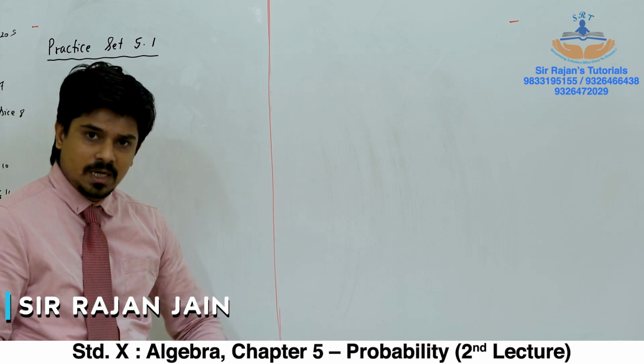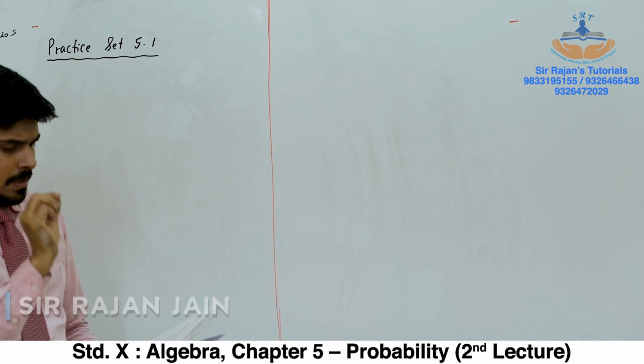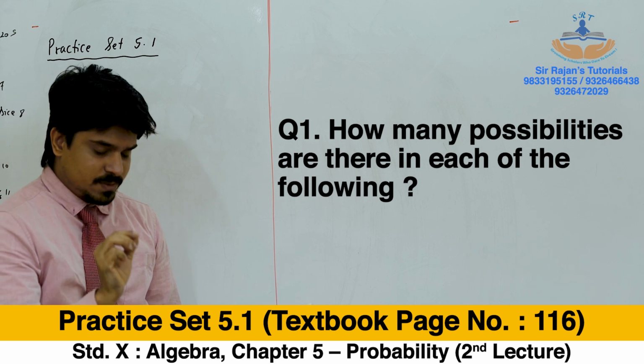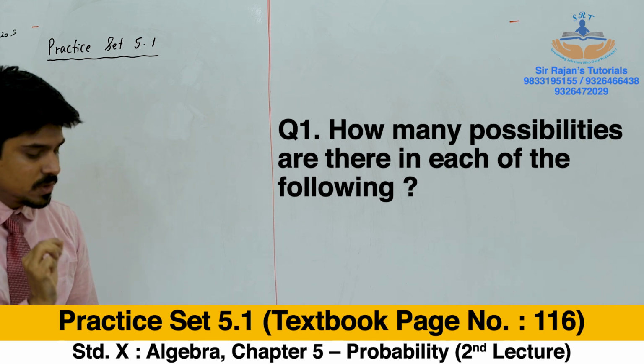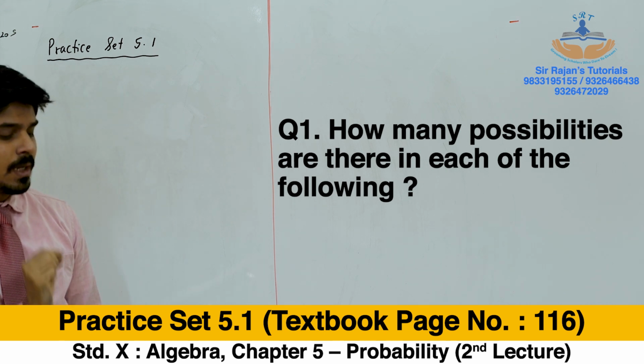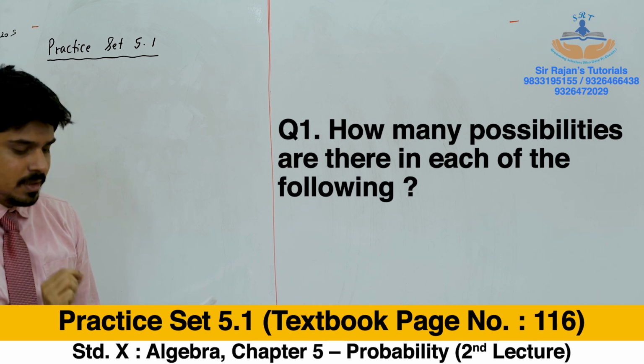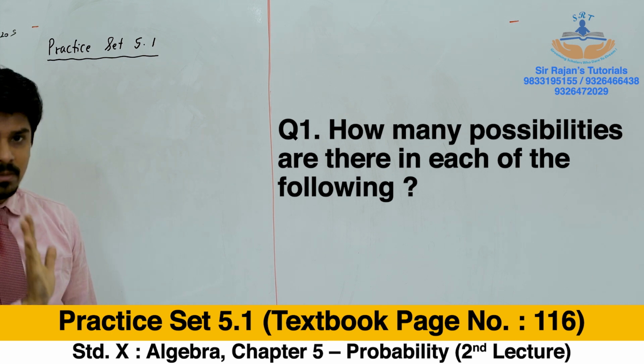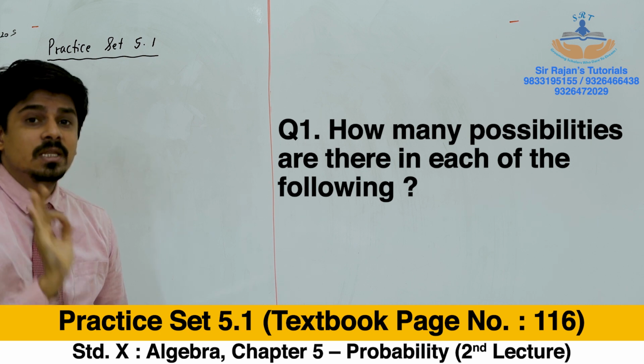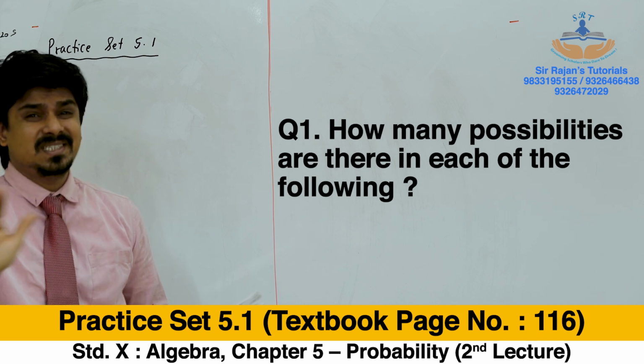Okay, so now we start with your first exercise. Practice set 5.1, textbook page number 116. Now see what question number 1 says over here. How many possibilities are there in each of the following? Means you just need to write the number of possibilities, that's it.